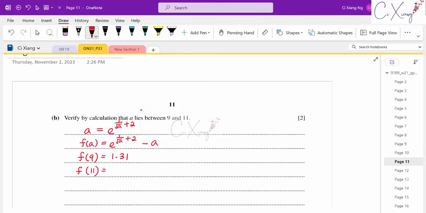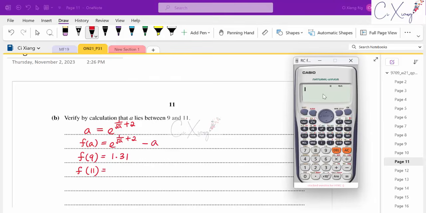So try to press the calculator. Your equation is this one, right? So you can press e power 1 divided by square root x, we just write a as x, then plus 2, close bracket, then minus x. Okay, so this is my original equation here. And now I want to substitute in 9 into the function. So you press calculate and then 9, then press the equal sign. They will give you 1.31.